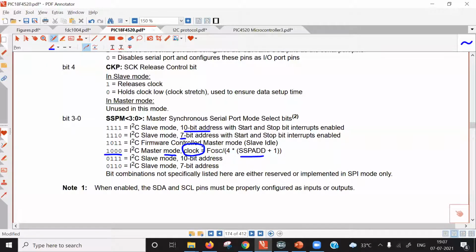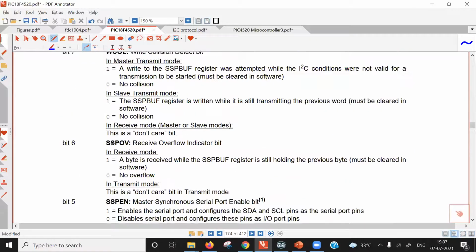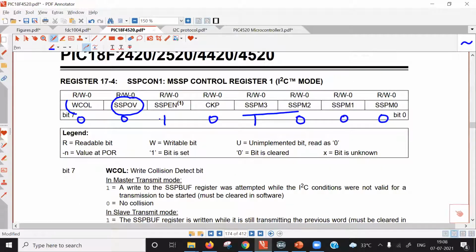So this clock signal which is used for data transmission on I2C bus depends upon last 7 bits in this SSP address register. Last 7 bits are used for defining the baud rate. Now what should be value of this SSP address register? It depends upon at what baud rate we want to transmit the data. Now in our code, first of all, understand these bits. In our case, in SSPCON1 register, only SSPEN bit and SSPM3 bit is 1, and the rest of the bits are 0.